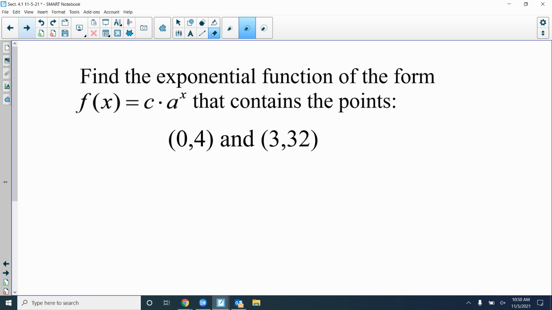Okay. Find the exponential function of the form f of x equals c times a to the x that contains the points 0, 4, and 3, 32. All right, so get that down. Take a second to think about this.